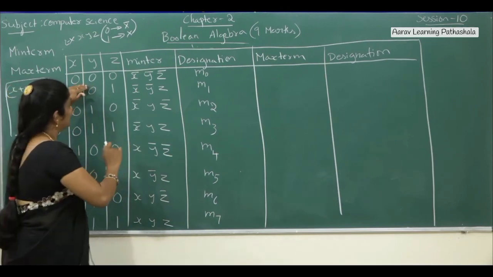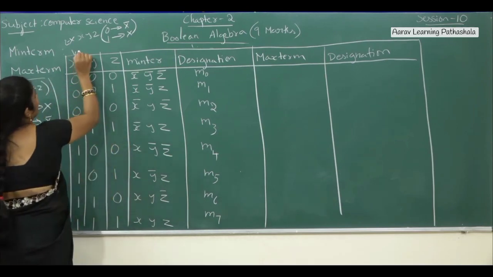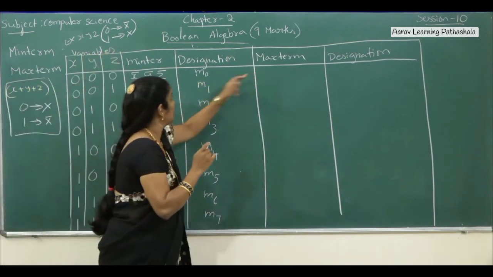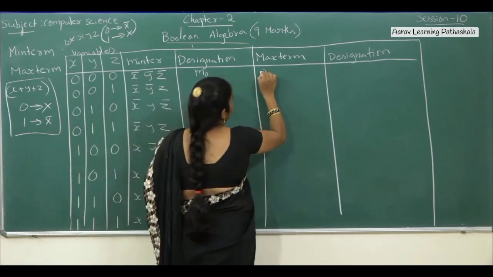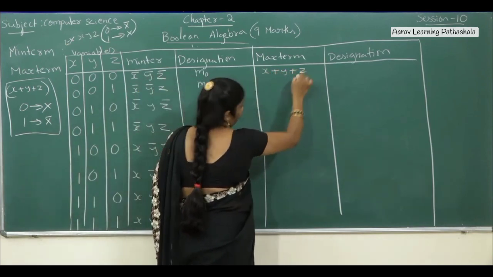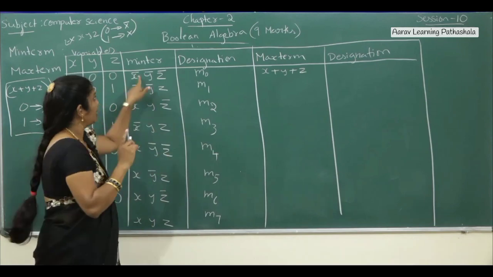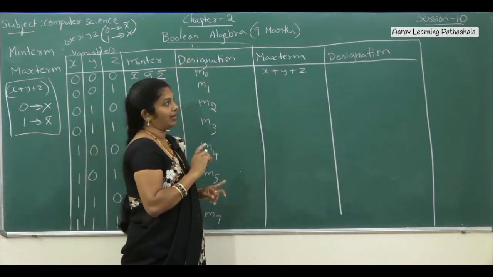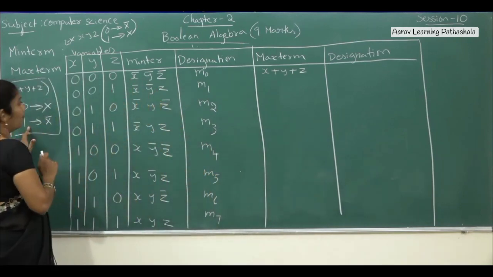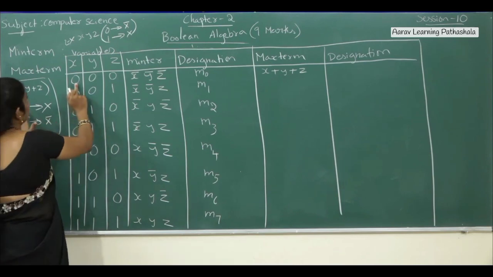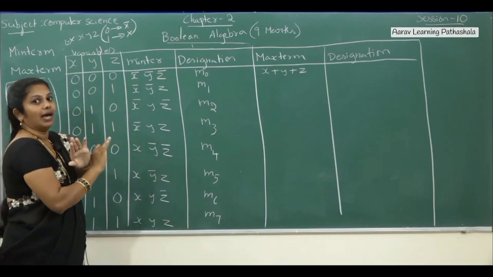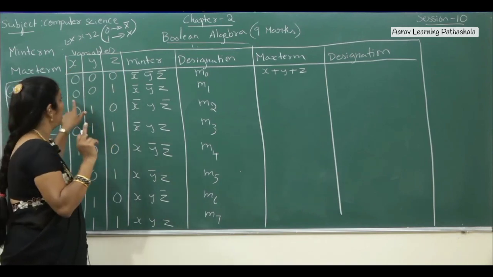Now for the same variables, these are the variables. Then how to represent the maxterm? Same pattern, write down. But here x plus y plus z. Between them, whereas in minterm we write the dot operator, in maxterm we write the sum operator. But here if you have 1, then only put complement. Here we have 0, then don't put any complement for the variable.